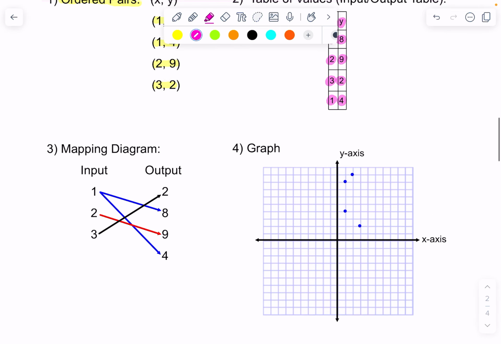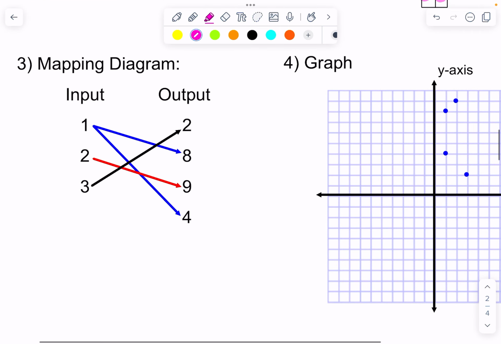We can also use what's called a mapping diagram. If you can tell here, 1 relates to 8. 1 also relates to 4. Those are my blue arrows. 2 relates to 9. And then last but not least, 3 relates to 2.